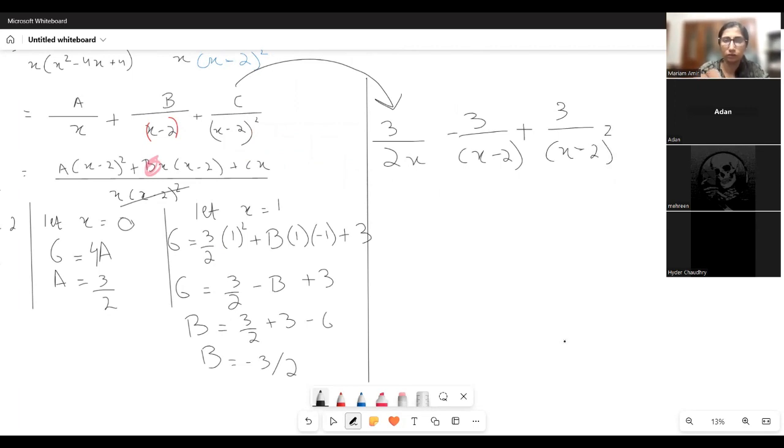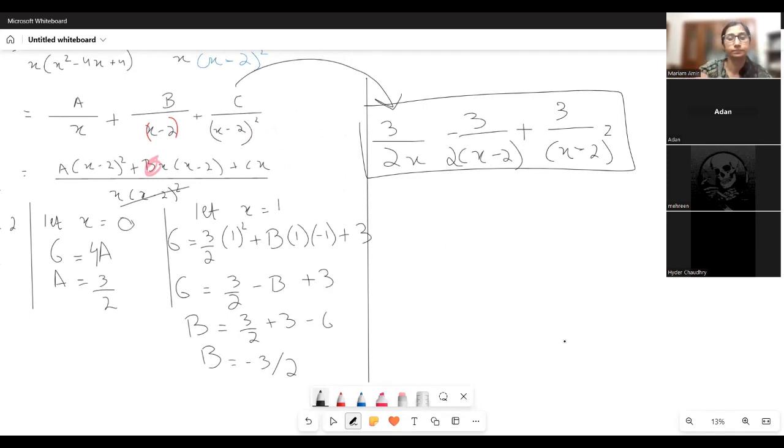So this is the answer in partial fraction. Actually, it should be 3 over 2, there's a 2 missing. Yes, 3 over 2. I think the rest is correct. Okay, that was case number 2.